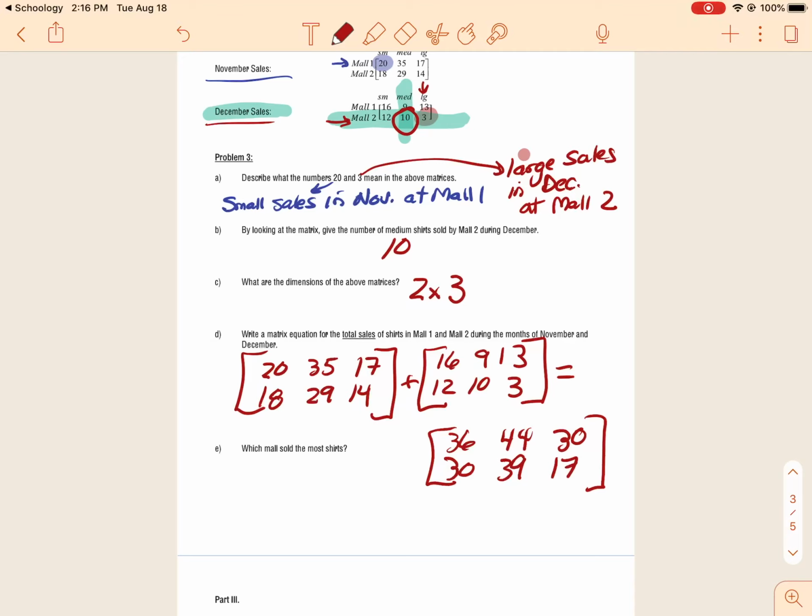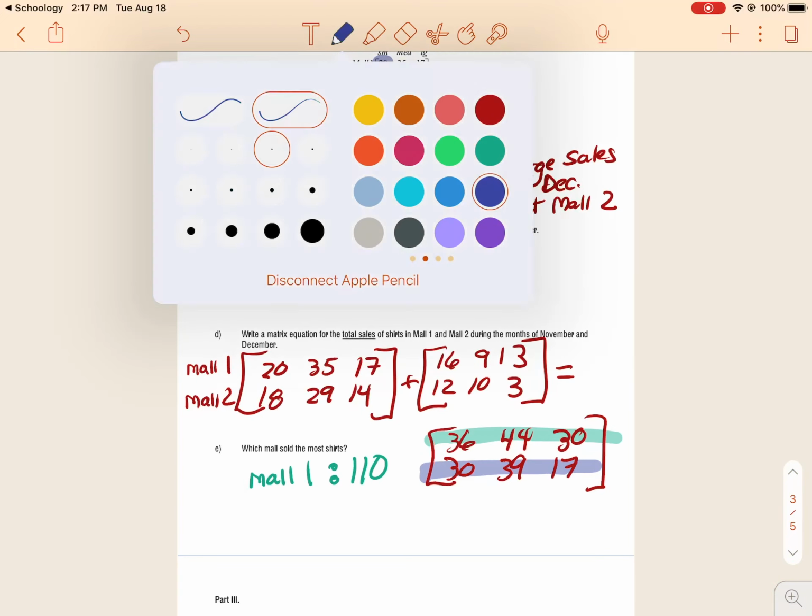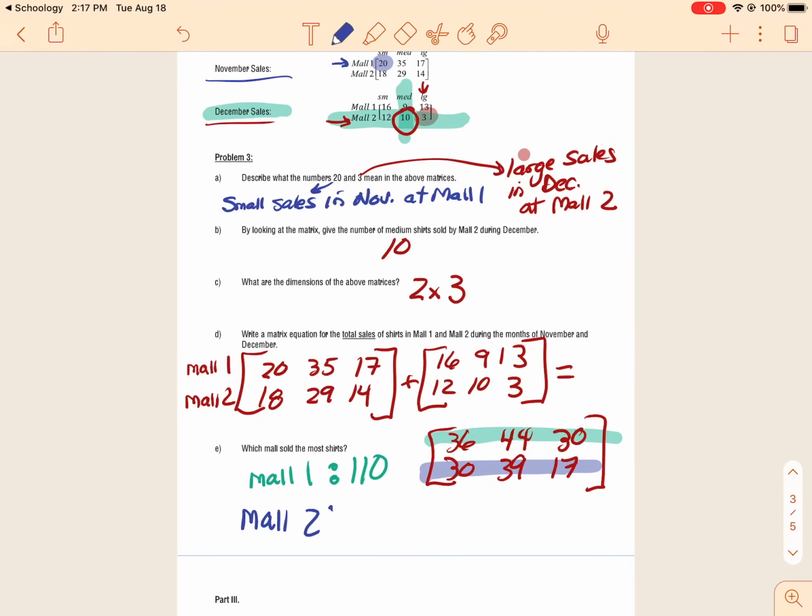If we're talking specifically Mall 1 and Mall 2, remember the first row is Mall 1, second row is Mall 2. So we would want to add all of those numbers up to figure out Mall 1, and you get 110. And then we would want to total these up for Mall 2, and you get 86. So what sold the most? Mall 1. You had 110 shirts.